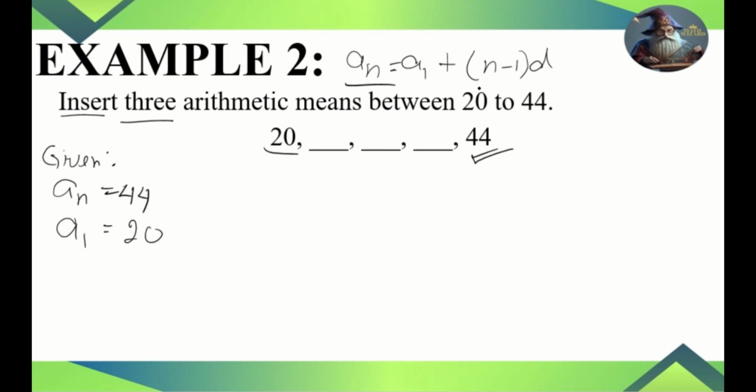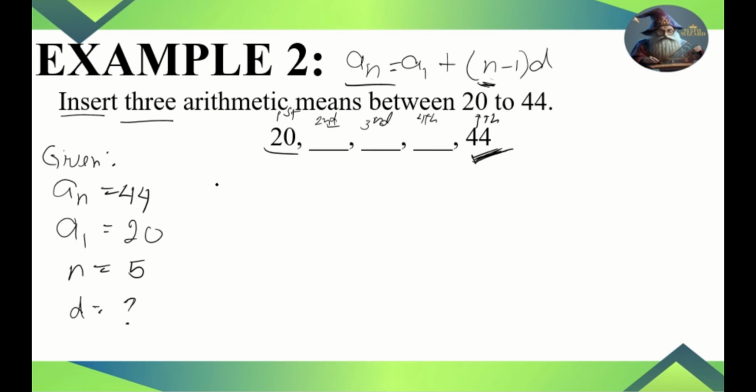So, ang kagandahan nito, meron na tayong a sub n and a sub 1. So, madali na lang din natin mahahanap yung n or yung term position. Ano yung pang ilan ito? So, this is first term, second term, third term, fourth term, and then fifth term. So, ibig sabihin that is 5. Okay? Tapos yung d natin, yun yung hahanapin natin, yung difference. Yun yung missing. Kasi kapag nakuha natin yung difference, madali na lang natin makukuha itong second term, third term, and fourth term.